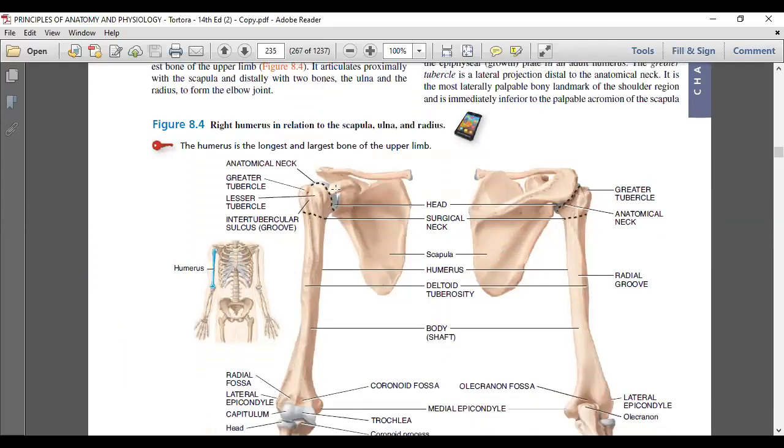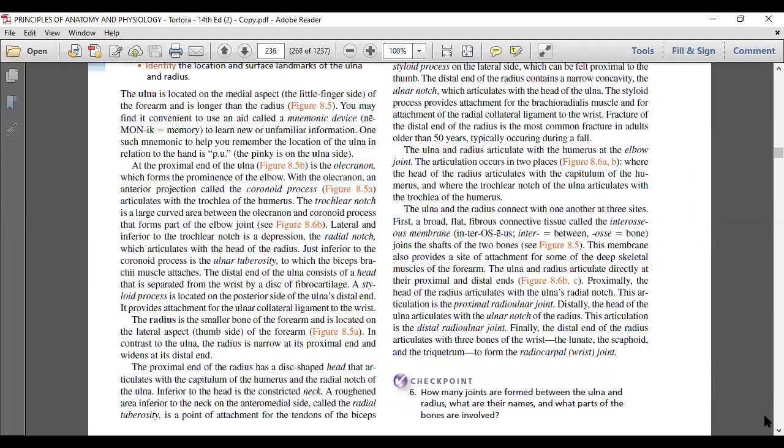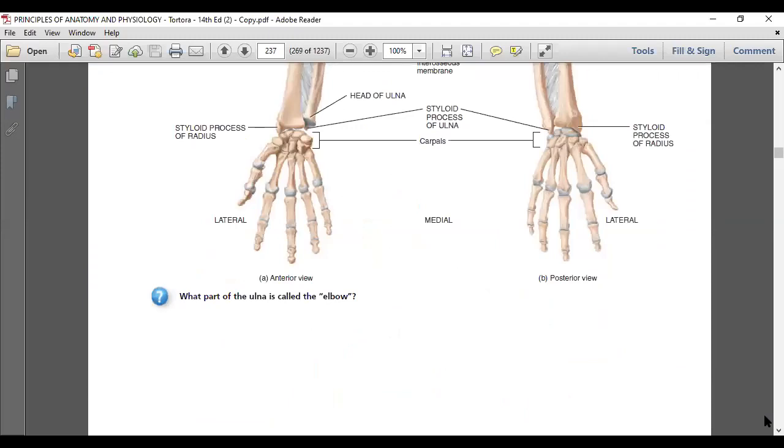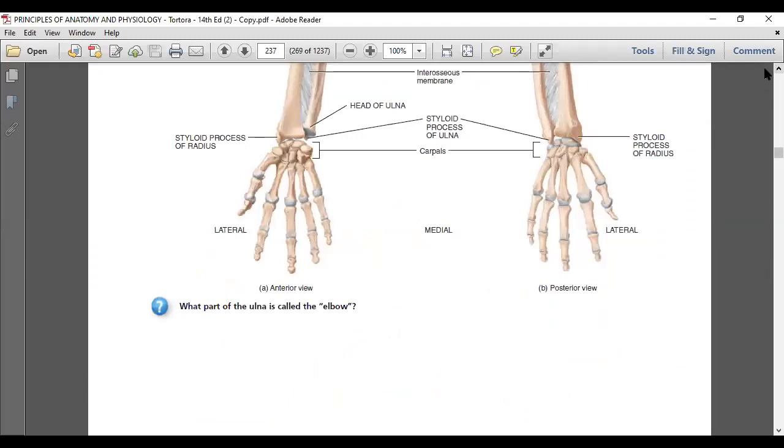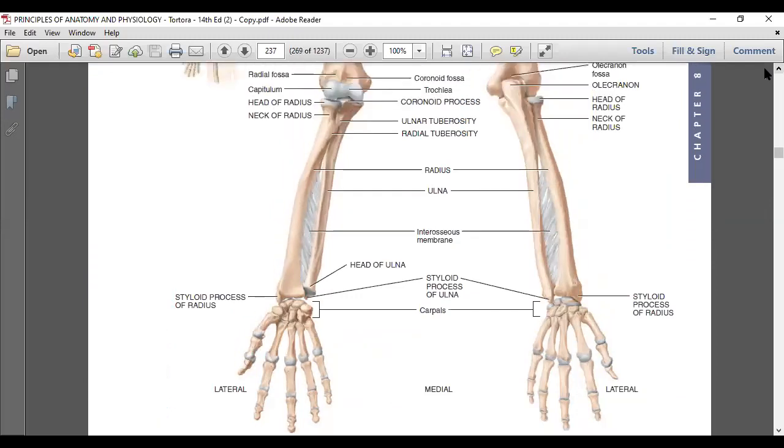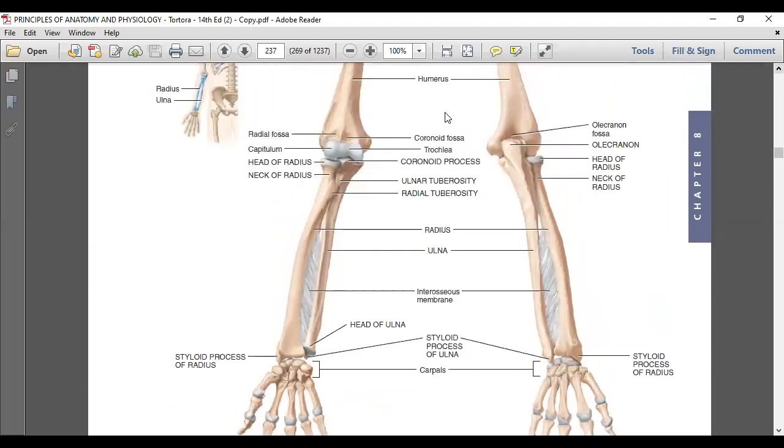This is the joint. The glenoid cavity and the head of the humerus form a joint. Okay, so let me go. Now I should show the interosseous membrane to you. It is there between the tibia and fibula, and between the radius and ulna. You get the interosseous membrane in that particular joint.